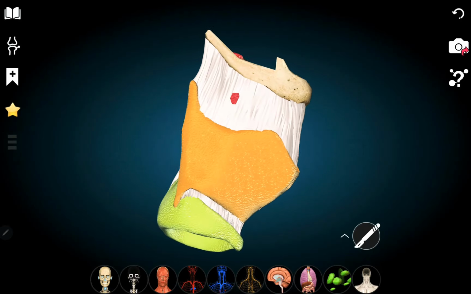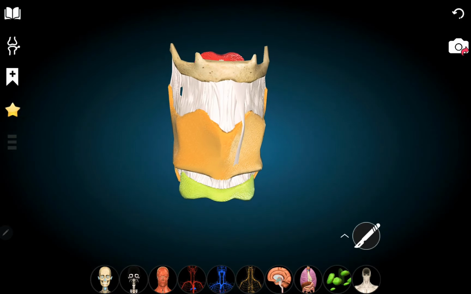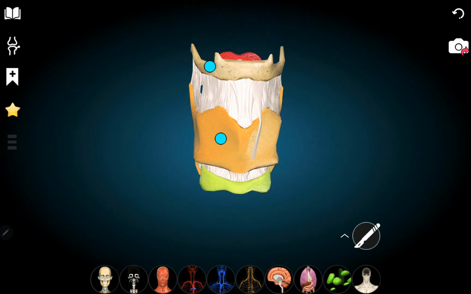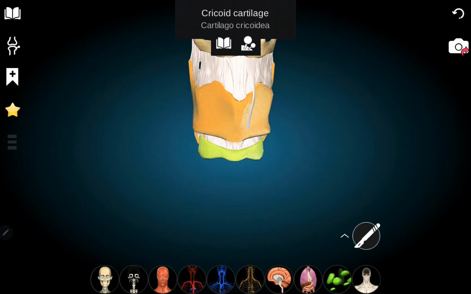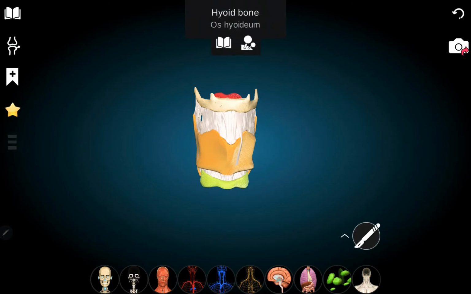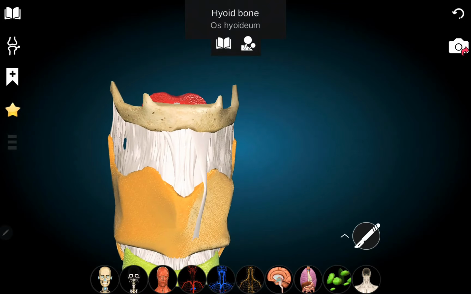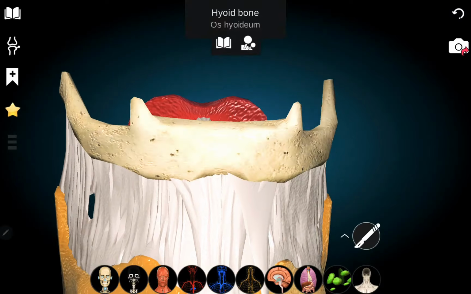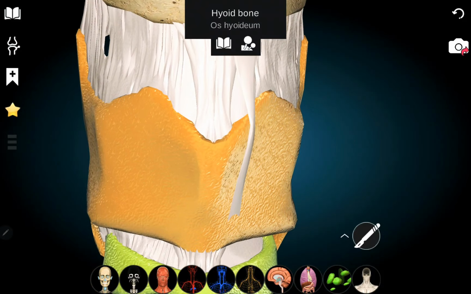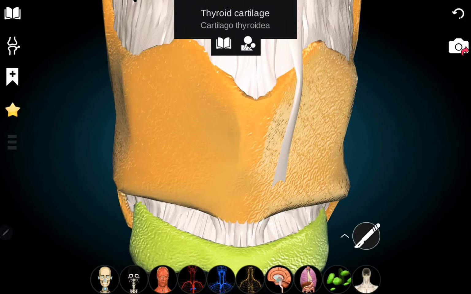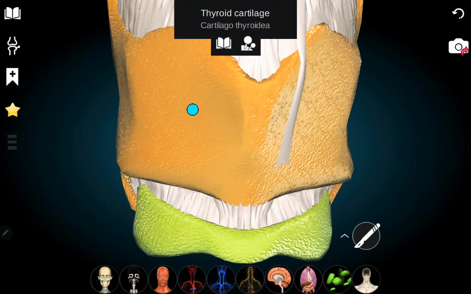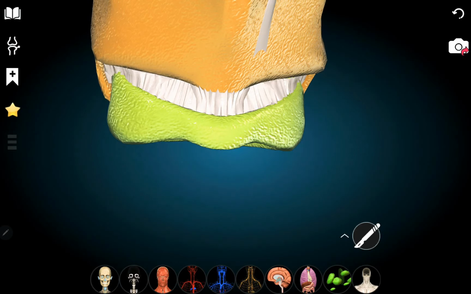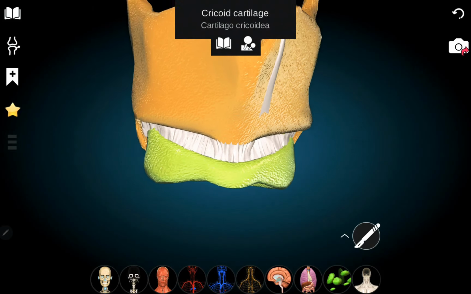So if you see this larynx, you can see the hyoid cartilage, the one in the yellow, and also the one in the green is the cricoid cartilage. So we have got the hyoid bone up here. So guys, that's our hyoid bone. You can also appreciate the thyroid cartilage over here, and you can also see the cricoid cartilage from the anterior view.